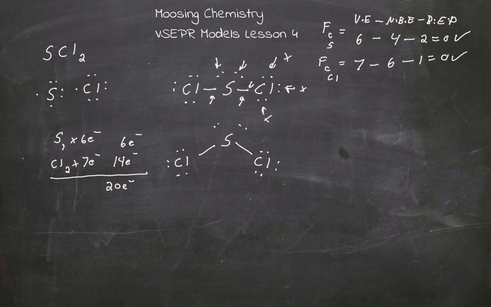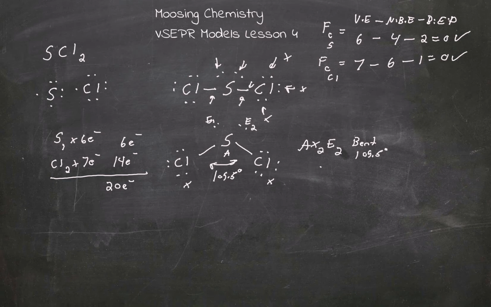Now, let's look at this structure here. We have A, X, X. This is going to be E1. This is going to be E2. So we would call this AX2E2. And in our VSEPR models, that is a bent shape structure. And that also has 109.5 degrees angles right here, 109.5 degrees. Now, let's look at the hybridized orbitals for S.